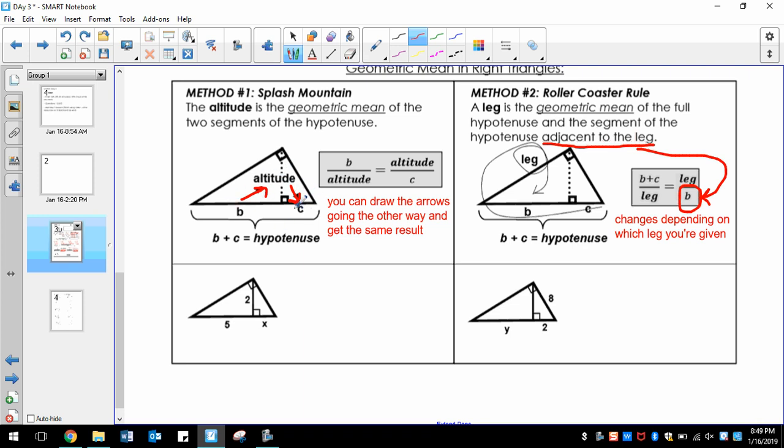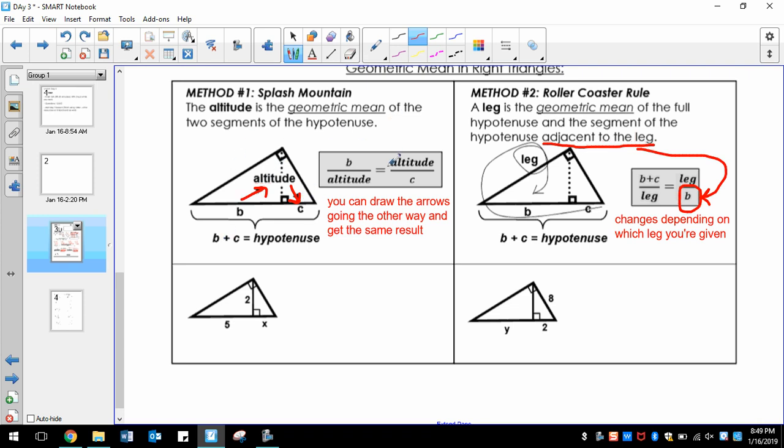So basically what this does is it trains you how to write the proportion. The arrows tell you each side of the proportion. This arrow represents one ratio, B over the altitude, and this arrow represents the second ratio, altitude over C. So it's this formula, but visually notated with these arrows: B over altitude equals altitude over C. And that will consistently work for you every single time that they have this scenario.